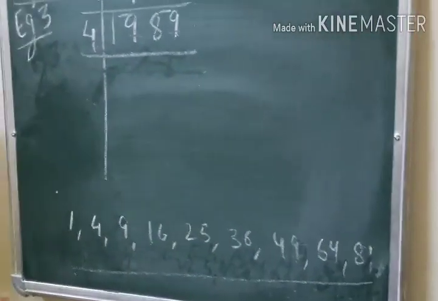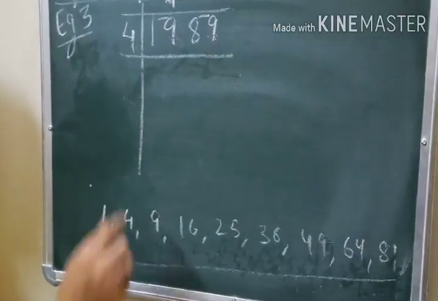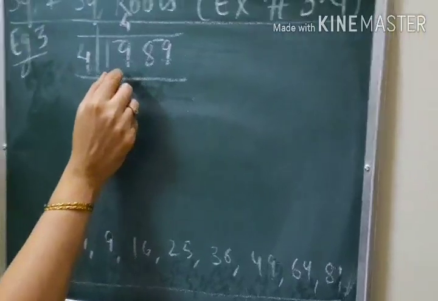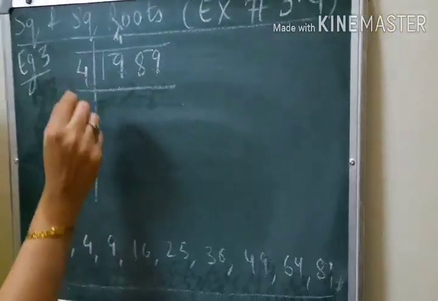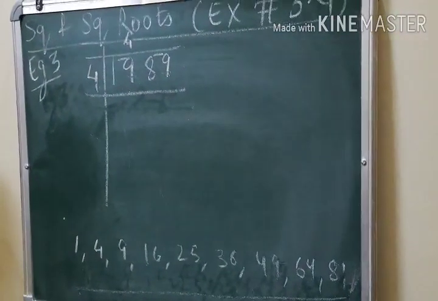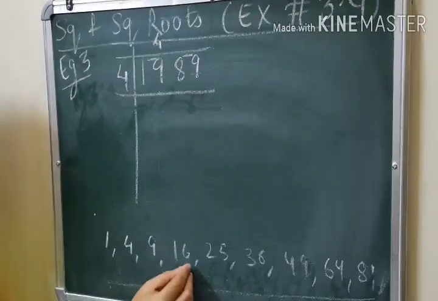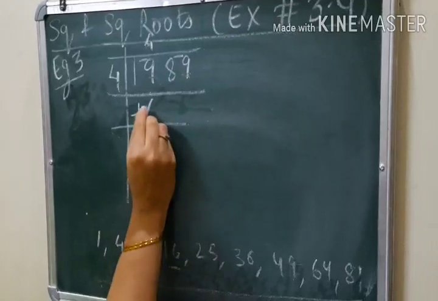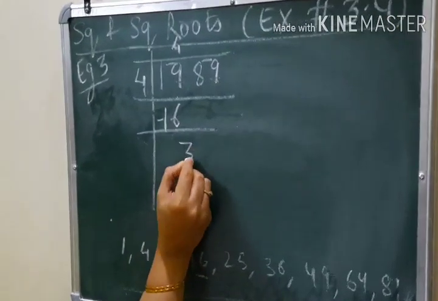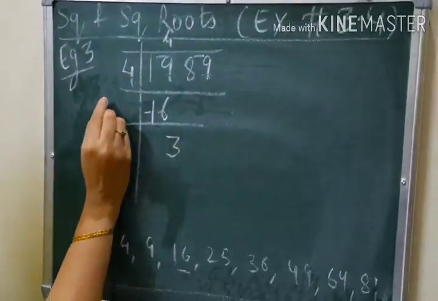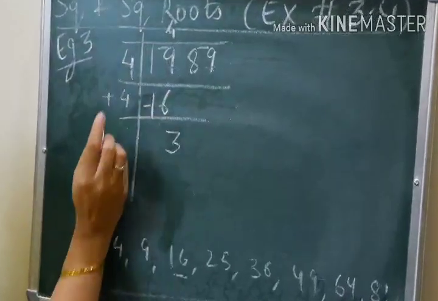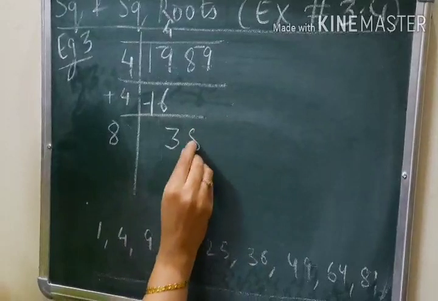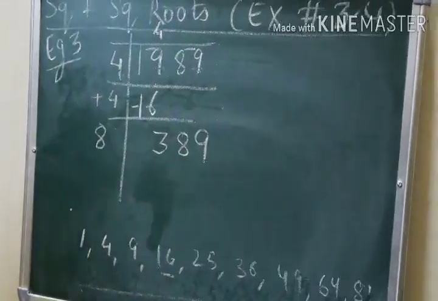So just learn these squares by heart, and then you can decide that if your first pair is 19, which square will you use here? Before 19, 16 comes, so we'll write 4 4s are 16, right? Subtract now. 19 minus 16, 3. And here what I told, you have to add. 4 plus 4 is 8, right? Now note down the next pair, 389.